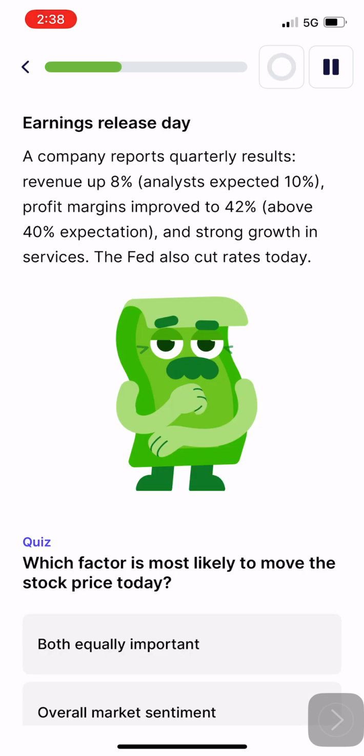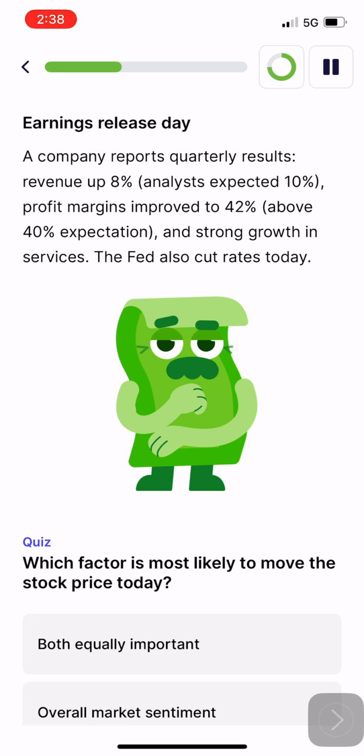A company reports quarterly results. Revenue is up 8%, while analysts had expected a 10% increase. Profit margins improved to 42%, which is above the 40% expectation. There was also strong growth in services. The Federal Reserve also cut interest rates today. Which factor is most likely to move the stock price today?